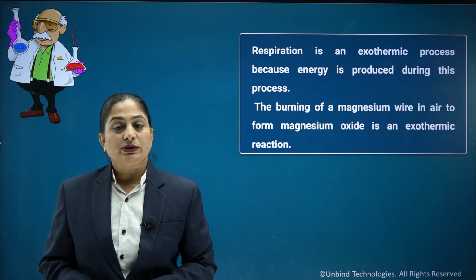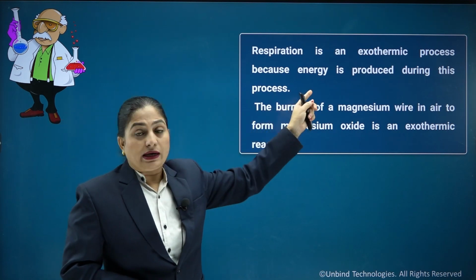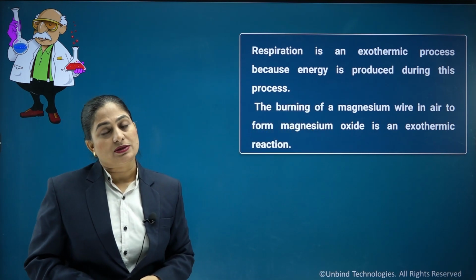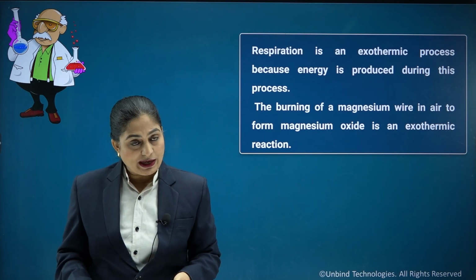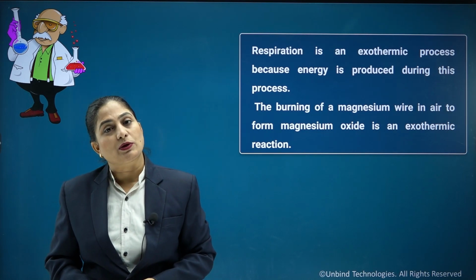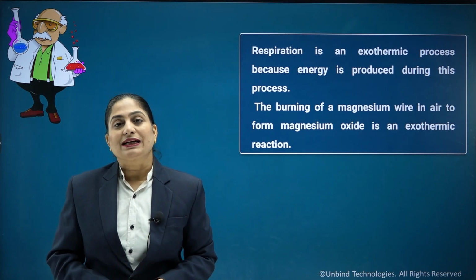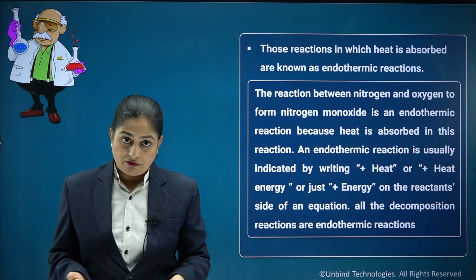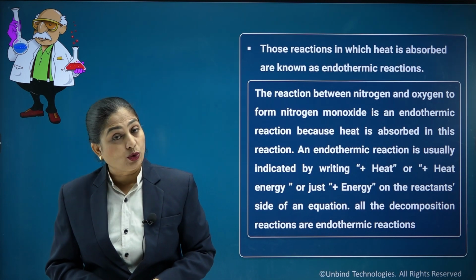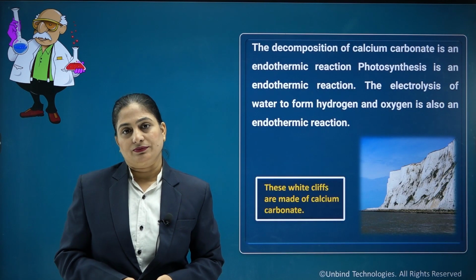For example, we know that respiration is an exothermic process, and energy is released during the process. Similarly, burning of magnesium wire, which forms magnesium oxide, is also an exothermic process. So, we just write heat towards the product side, which shows that the reaction is exothermic. The reactions in which heat is absorbed, we call endothermic, and as I told you, we will write heat along with the reactant side.